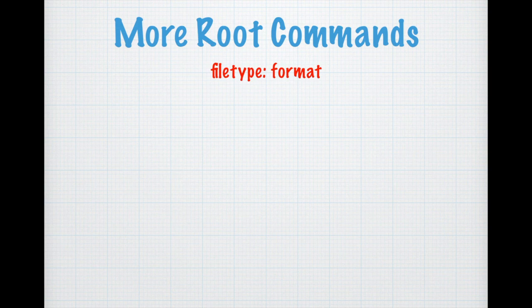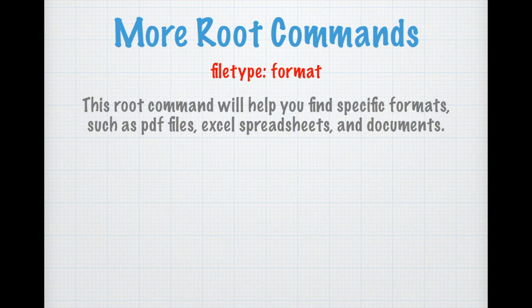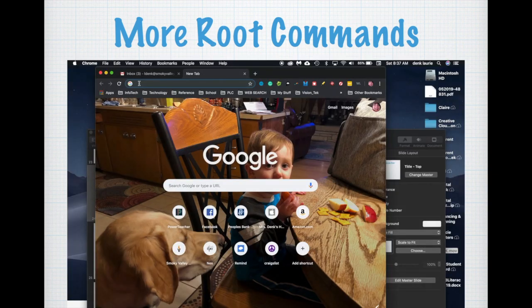Filetype:format. Filetype:format allows me to find content that is specific in how it's put together. This root command will help you find formats such as PDF files, Excel spreadsheets, and documents.